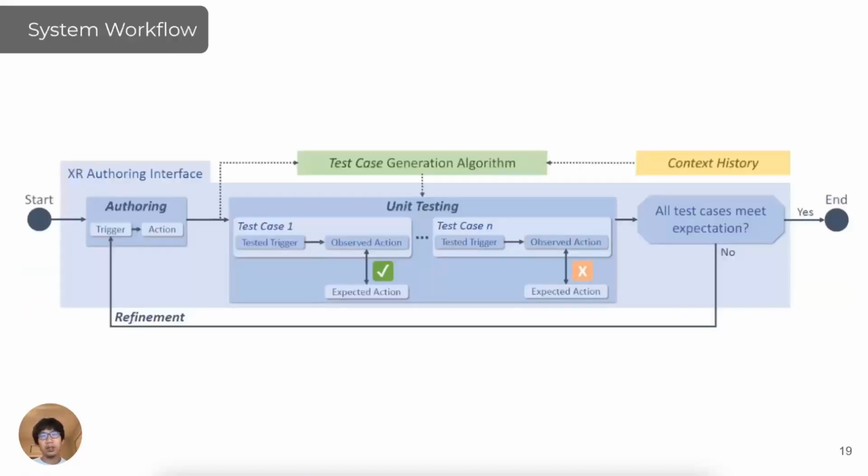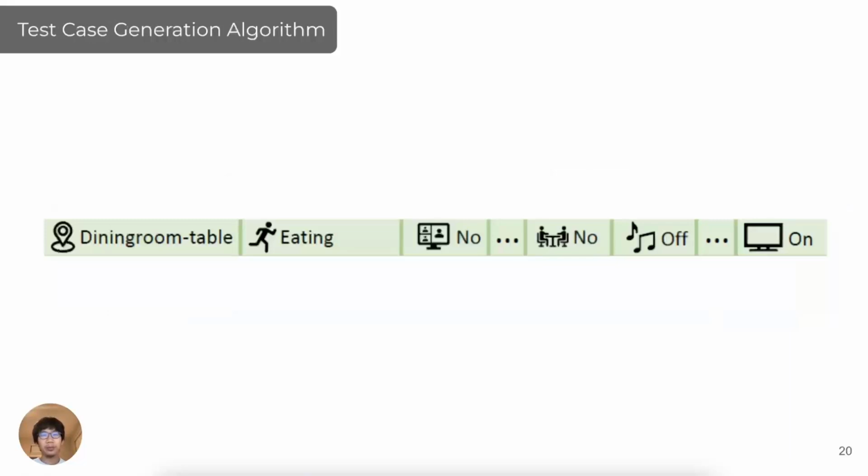Now let me talk about the system workflow of our system. In general, our system adopts this order-test-refine workflow to help the user order and iterate the CAP with unit testing until all test cases meet the user's expectation. First, let's take a look at the test case generation algorithm. So what is a test case in our framework? It is a set of context instances, but unlike the trigger, a test case can only have at most 1 context instance for any context vector available in the environment. It represents an imaginary moment when the involved context instances happen.